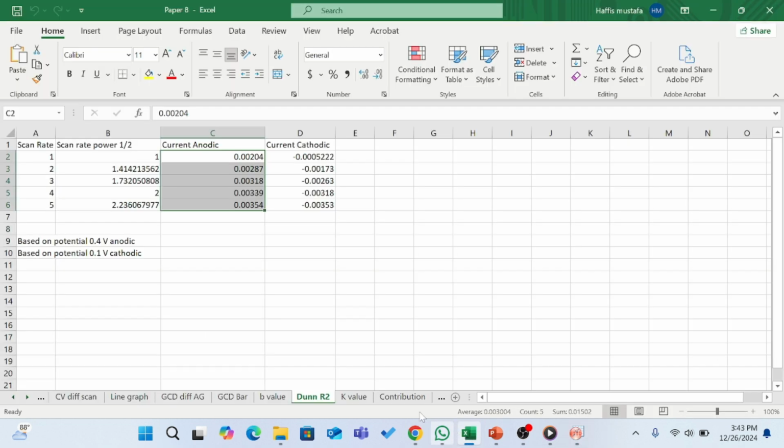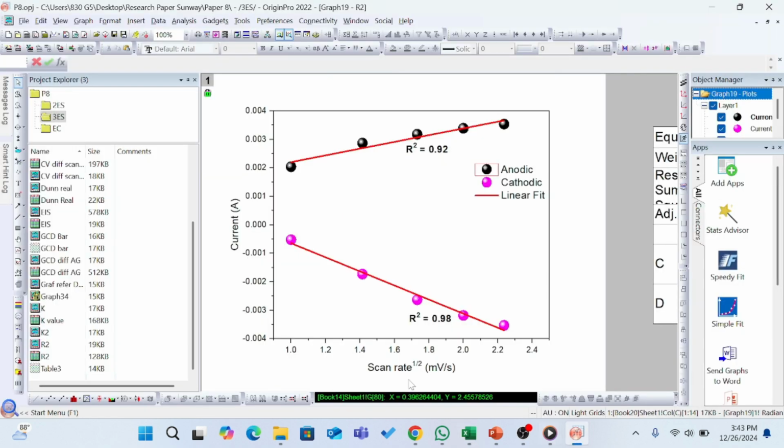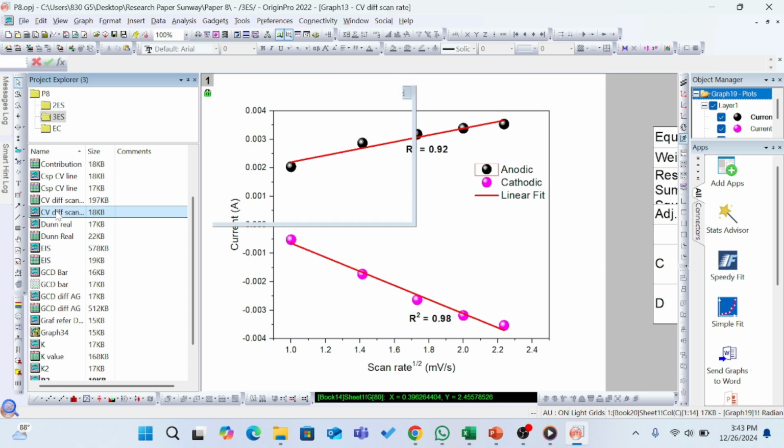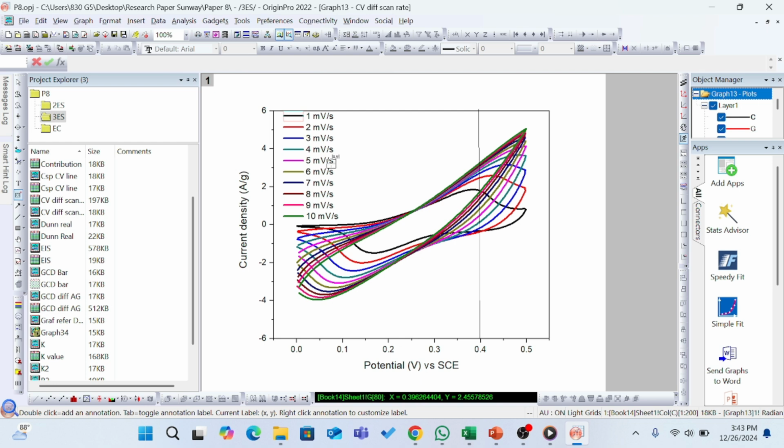So the most important thing that a lot of people argue about is the k value. So to get the k value, you need to fix the potential at 0.4 volt. So how do you fix the potential? First, you need to have CV at different scan rates. So CV at different scan rates, like this one, I have scan rates 1 to 10, but I just use until 5 only. So you need to have cyclic voltammetry at different scan rates, and you need to fix the voltage. It can be 0.4, it can be 0.35, and so on.